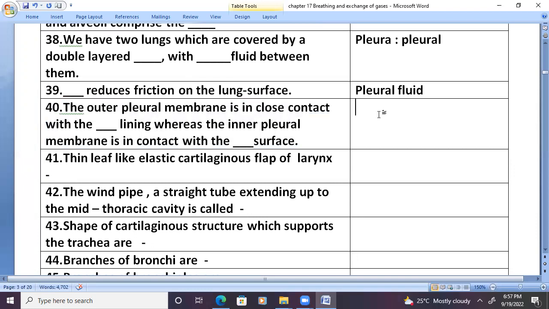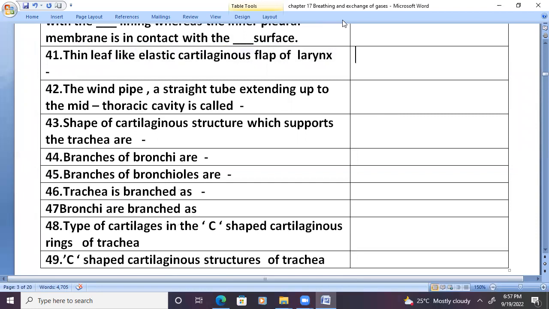The outer pleural membrane is in close contact with the thoracic cavity, whereas the inner pleural membrane is in contact with the lung surface. The thin, leaf-like, elastic, cartilaginous flap of the larynx is the epiglottis. The windpipe, a straight tube extending up to the mid-thoracic cavity, is called the trachea.